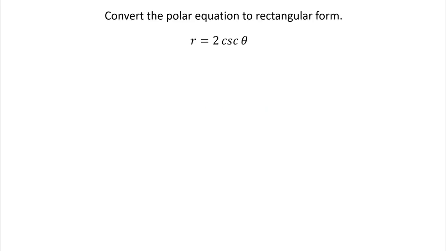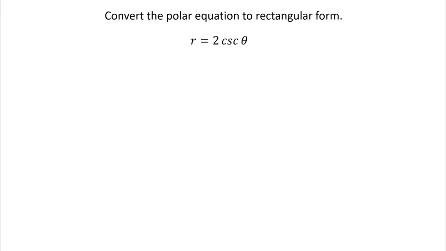This example is a little bit different. Here we have r equals 2 cosecant of theta. In all of our previous examples, we've worked with equations that have sines, cosines, or tangents, because we know that sine, cosine, and tangent help us relate the rectangular coordinate system to the polar coordinate system. But here we have a cosecant of theta.